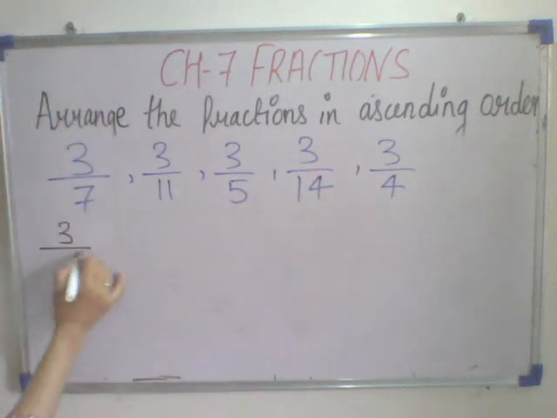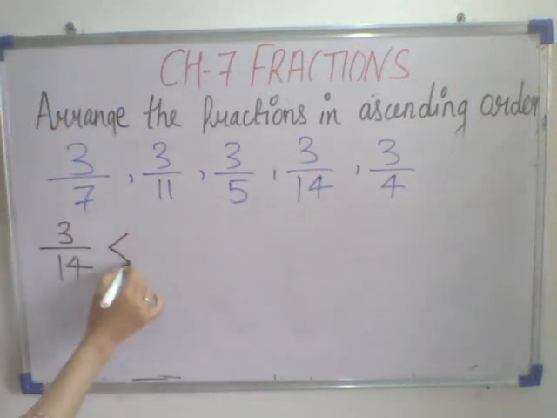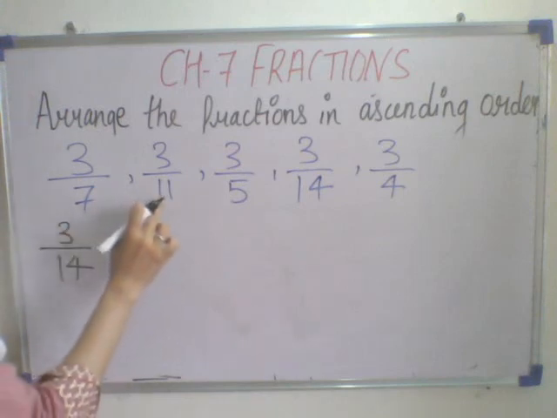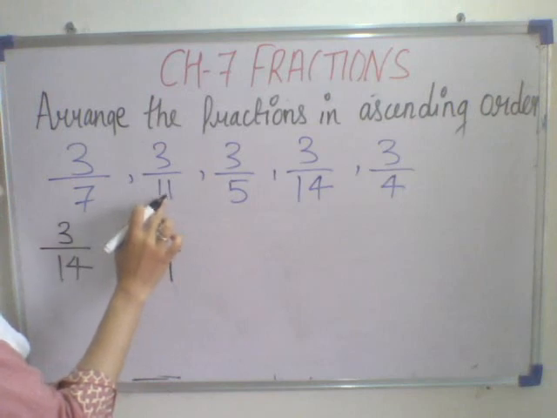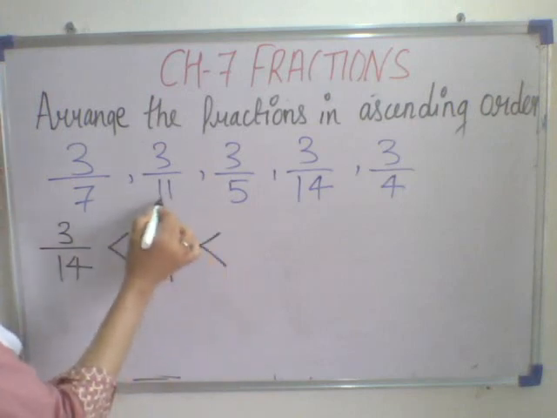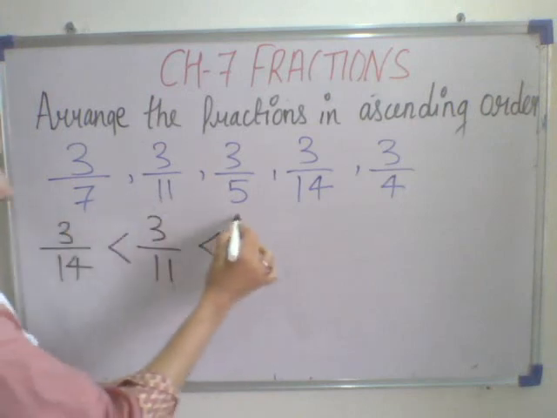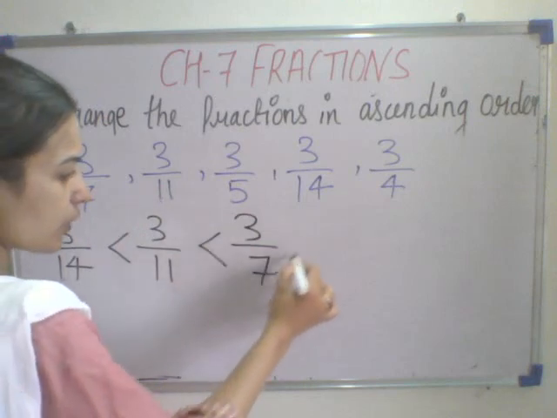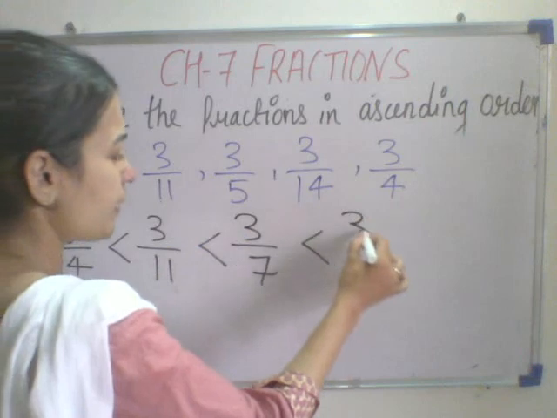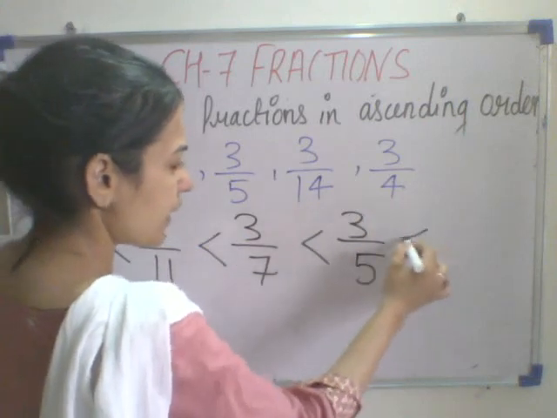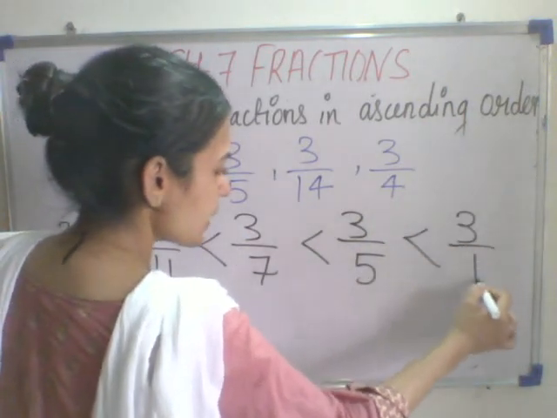So first of all I will write 3 upon 14. I will put the sign. Then comes 3 upon 11. After 11, 7, so I will write 3 upon 7. Then I will write 3 upon 5, and at the end I will write 3 upon 4.